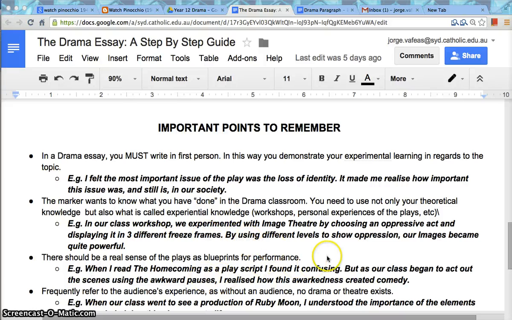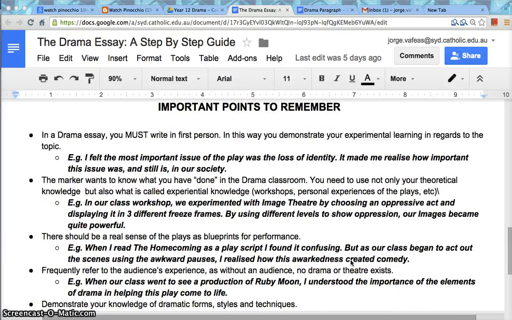There should be a real sense of the plays as blueprints for performance. Okay, and that's why I'm getting you to present 2 different versions of your scenes, or getting you to experiment with your scenes. Okay, you can see the example here. When I read The Homecoming as a play script, I found it confusing. But as our class began to act out the scenes using the awkward pauses, I realized how this awkwardness created comedy.